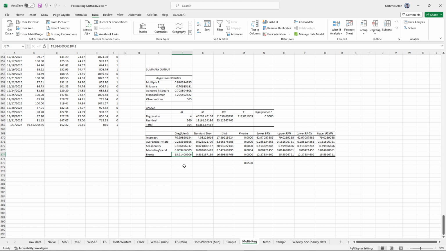And events, as expected, have the highest effect, right? Because if there is an event, it automatically increases the occupancy rate. So this is the basics of the regression analysis. I hope you enjoyed. Thank you.